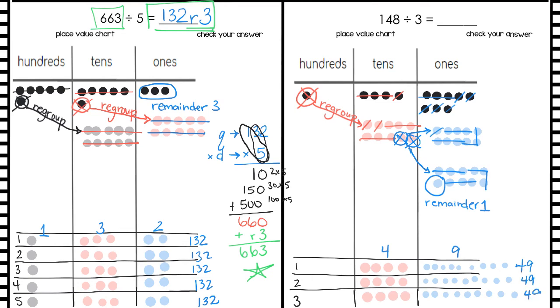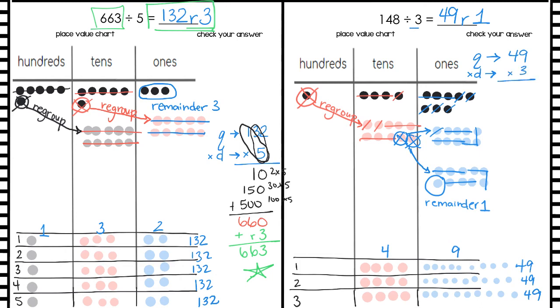So if we divide 148 into 3 groups, there are 49 in each group. And then we have our remainder of 1. Let's check that. We have our quotient, which is 49. And then we multiply it times the divisor. Our number of groups was 3, so 49 times 3.